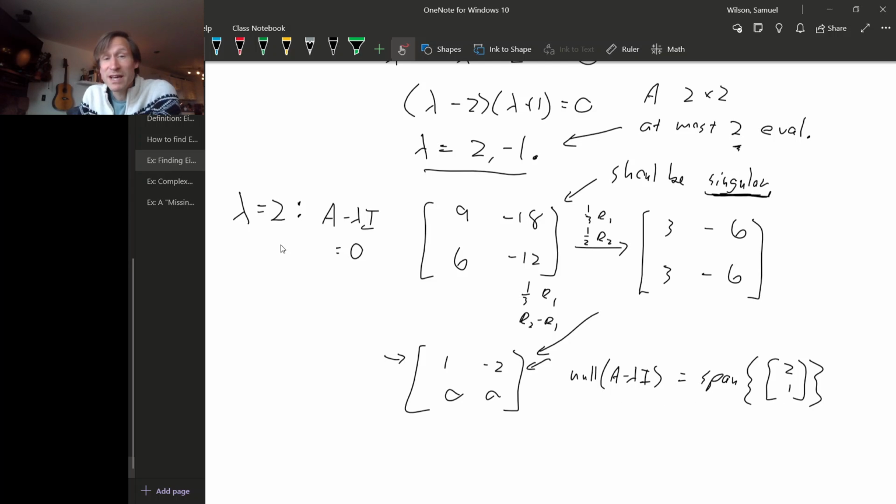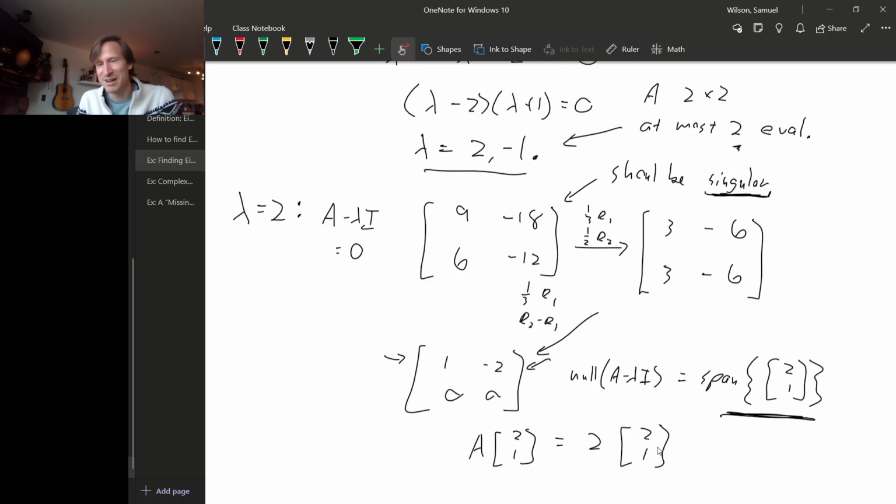So the eigenspace associated to the eigenvalue 2 is the span of the vector 2, 1. Okay. This means that if we take our original matrix and multiply it by 2, 1, we ought to get twice 2, 1. So I won't actually work through that arithmetic, but now that we have an eigenvector eigenvalue pair, that's what it's saying. Right? So in the direction 2, 1, the matrix A is acting like multiplication by 2.